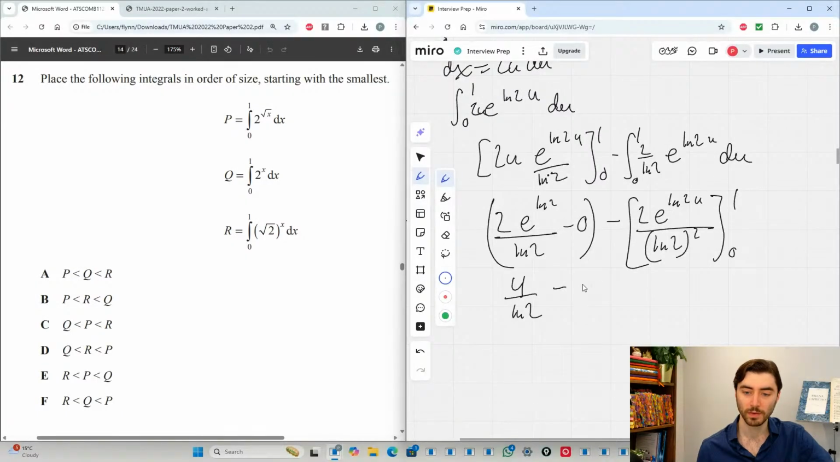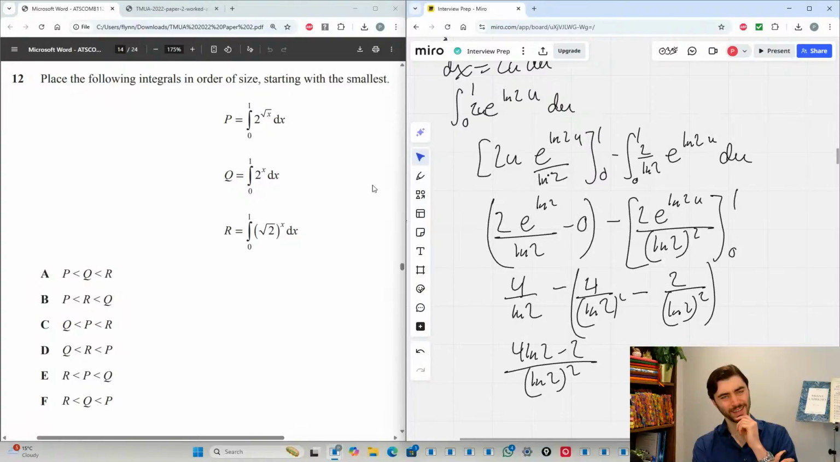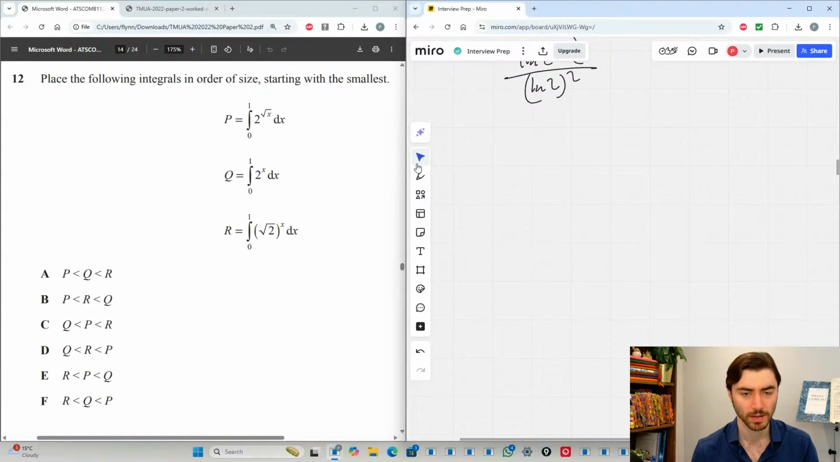I'm wondering if this was even worth it. But then I plug in 0. So it's 4 minus, so 4 ln 2 minus 2 all over ln 2 squared. I'm not sure this is how I'm supposed to be doing this. I think I could do this from graphing. I don't know. I'm not seeing a quick and easy way of doing this, so I'm just going to keep barreling through.